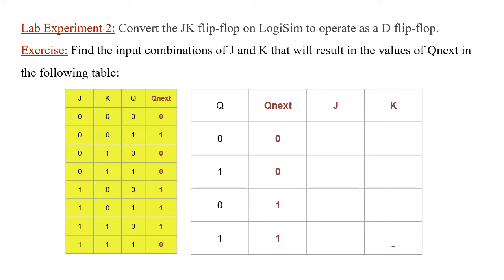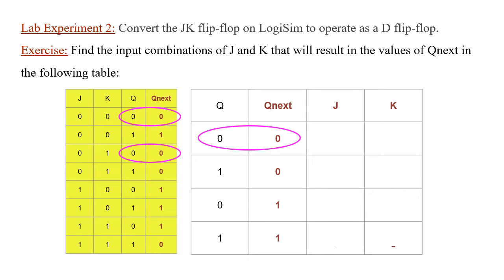So let's do some exercise to help us reach our goal, which is converting a JK flip-flop so that it acts as a D flip-flop. The exercise requires us to find the input combinations of J and K that will result in the values of Q next in this table. So here we have Q and Q next changing between 0 and 0. So we need to look up this case from the JK characteristic table. So here we have 0 to 0.